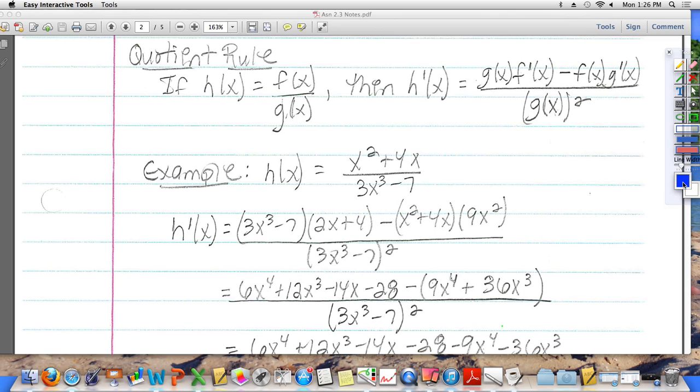All right, an example. We'll start off with something not so bad. An example, h of x is equal to x squared plus 4x over 3x cubed minus 7. Get that down. I have all the steps written out, but I will walk you through it.